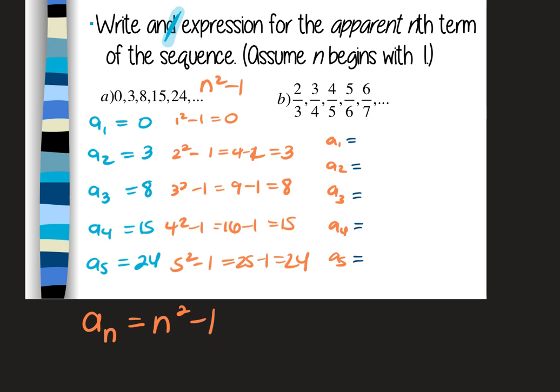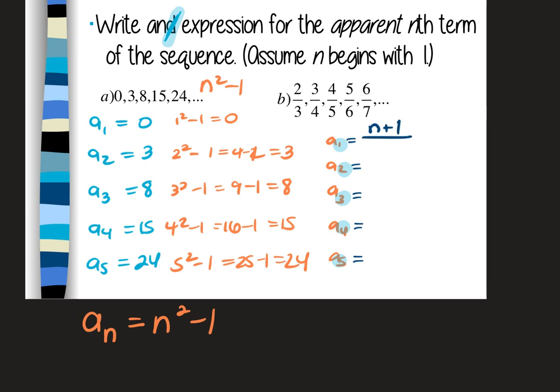All of the numerators are increasing by 1 and all the denominators are increasing by 1. Are you comparing them to the term number? Yes. So if I look at a1, what do I have to change to get to 2, my numerator?